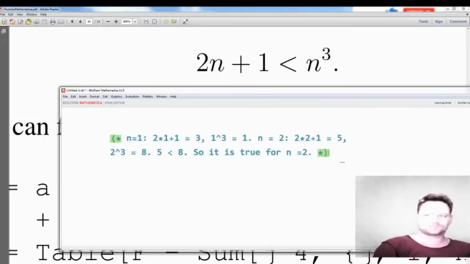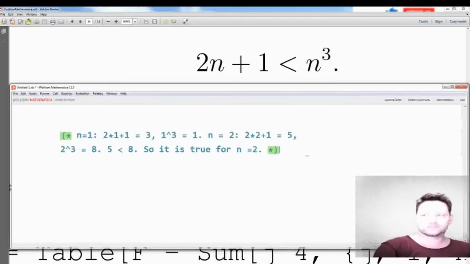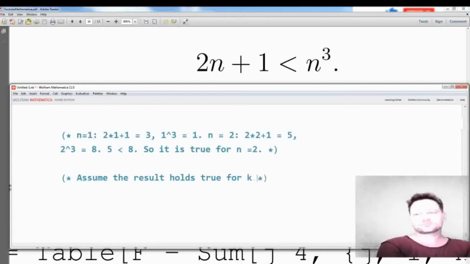That's the first one. Now next, what you need to do is form an induction hypothesis. So let's form an induction hypothesis. We will say, assume the result holds true for k, a positive integer k that is greater than 1. Well, if that's the case, then what we have is twice k plus 1 is less than k cubed.